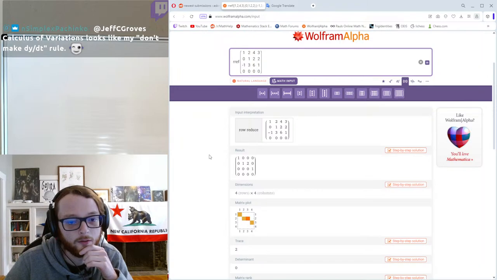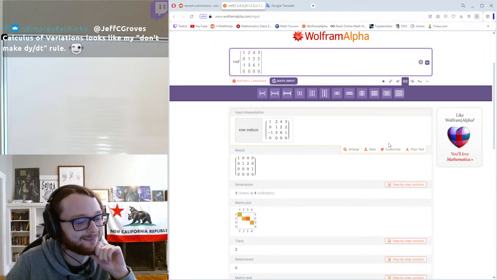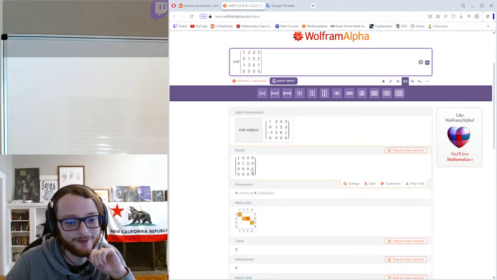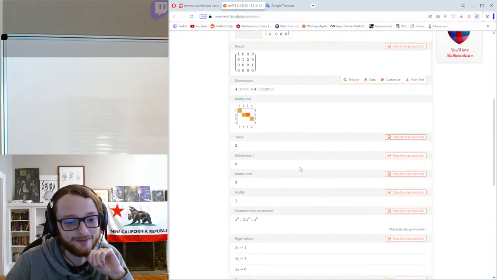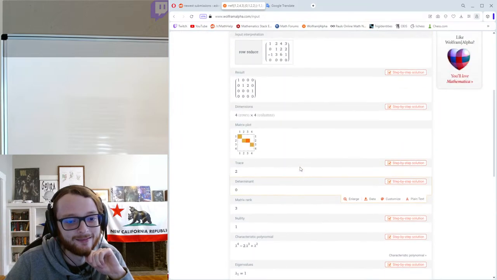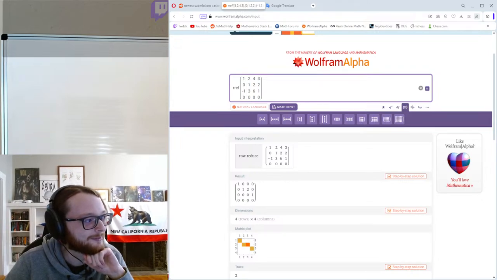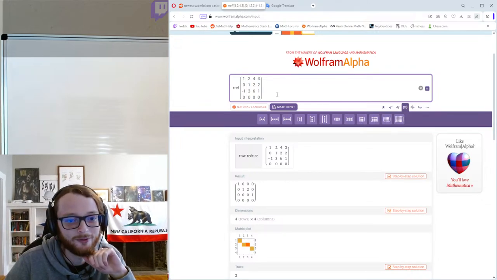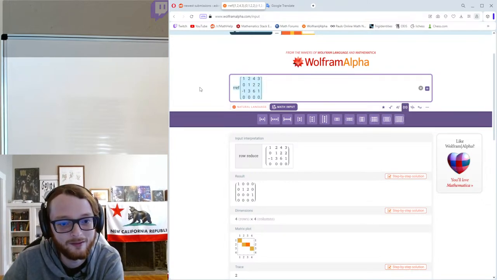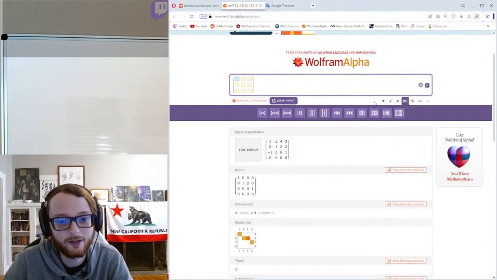Yeah, that seems pretty inconsistent to me, too. Can 0 equals 1? That can't be right. That's weird. So... Oh, shoot. That's fine.